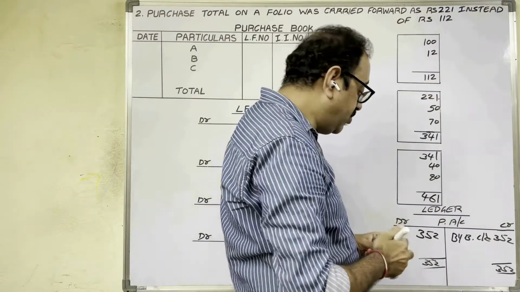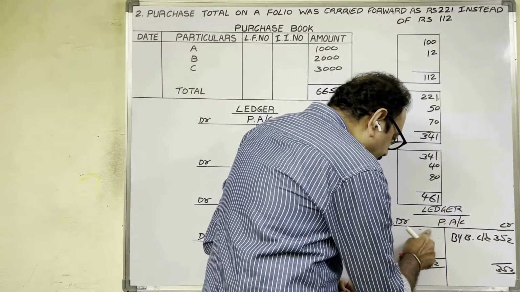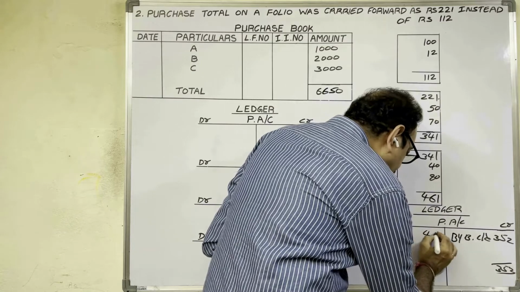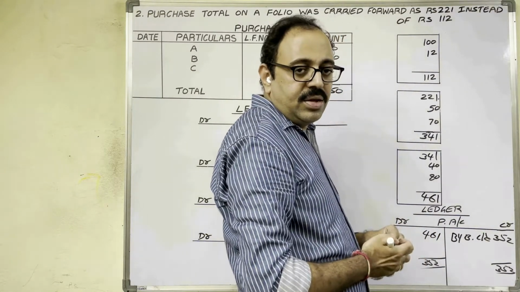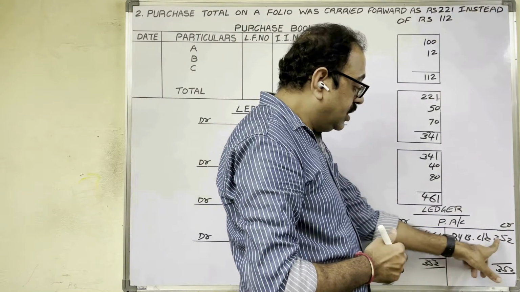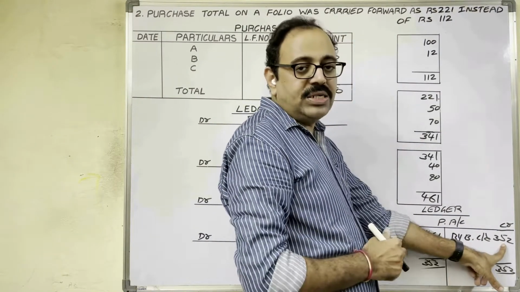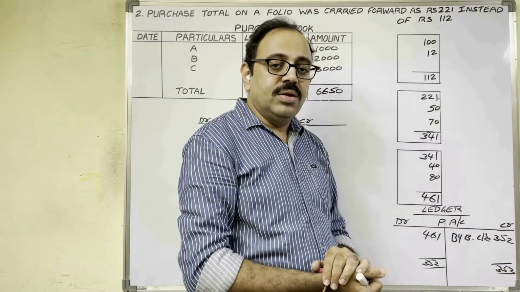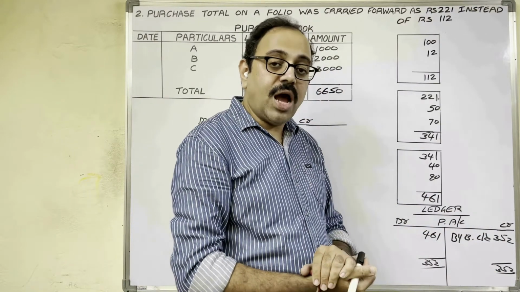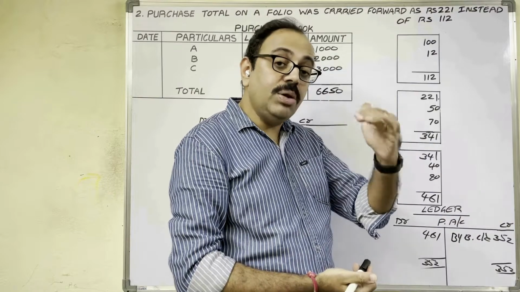This 461 is debited in the purchases account. So this is the error. We want 352 rupees as balance carried down, but 461 is coming. How to rectify this error? Observe how much extra we wrote in the purchase book.